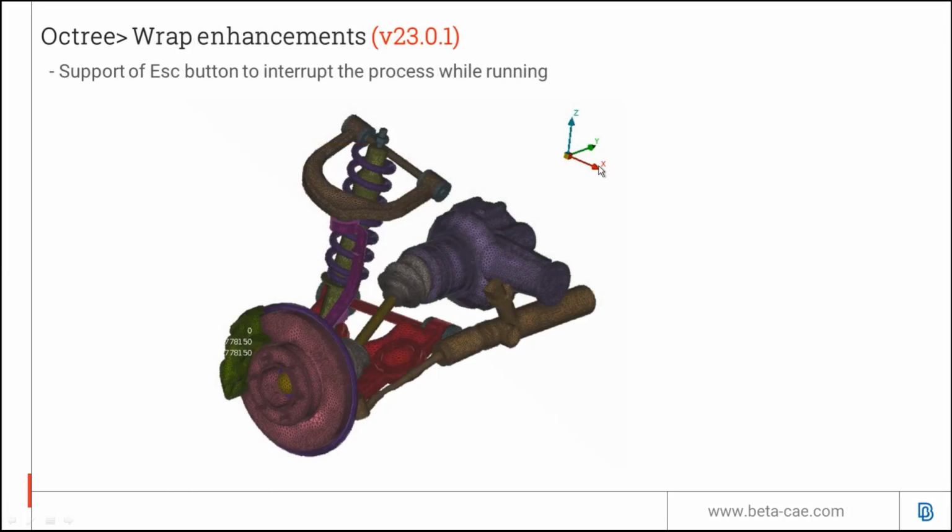Also now in ANSA it is possible to interrupt the surface wrapping process by pressing the escape button if the user decides to stop the running of the process.